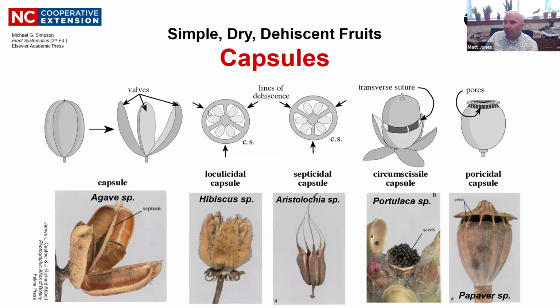So if they open up between the septal walls, it's said to be a loculicidal capsule. If they open up along the septal walls, it's septicidal, for example. And they can open up in other weird ways too. So a circumscissile capsule, like in purslane here, opens up along a circular axis, which is pretty sweet. And then many poppies open up along the top edge, and the fruit remains attached to the plant.